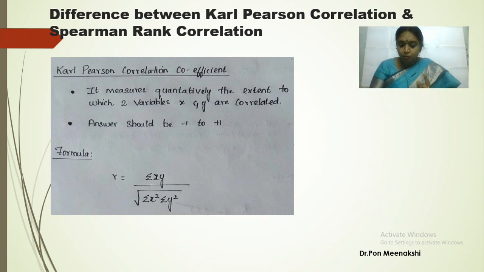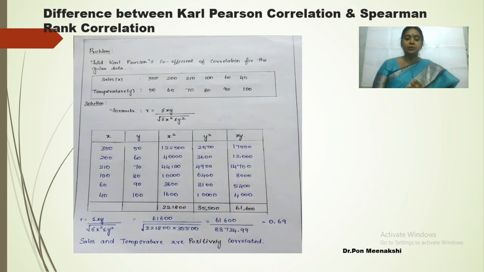Let us work out one problem so that we can understand clearly. For Karl Pearson correlation, two variables are given, sales and temperature. One variable we consider as x and the other as y. What is the formula? r is equal to sigma xy divided by root of sigma x squared into sigma y squared. So take x and y, then write x squared and y squared, and calculate xy.